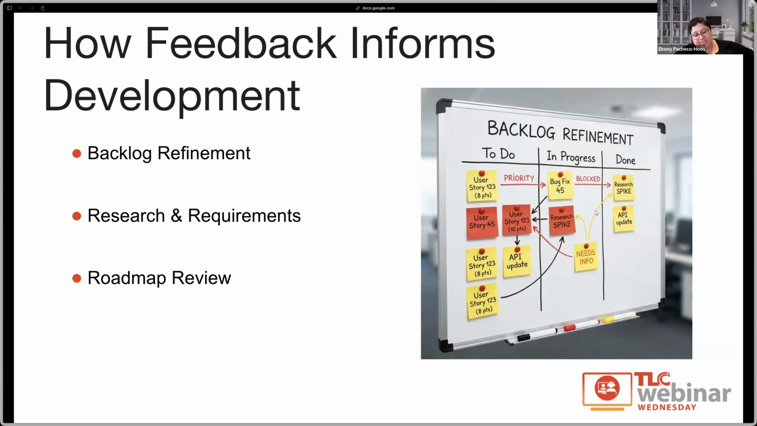The second is through research and requirements. When a member of the product team is working to create specifications for user stories, and user stories are what we use to drive development, we go in and create a user story that outlines the development we're looking for and what the success criteria for that user story looks like.